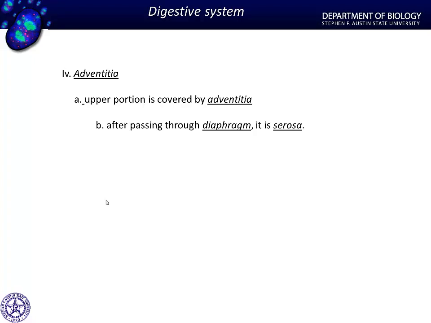However, as we pass through the diaphragm, remember our stomach is below the diaphragm, so we're going to pass through an opening in the diaphragm, which is called a hiatus. And once we pass through the hiatus of the diaphragm, then the esophagus is going to be covered by a peritoneum, so we will refer to it at that point as a serosa.